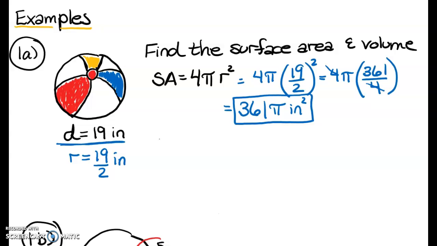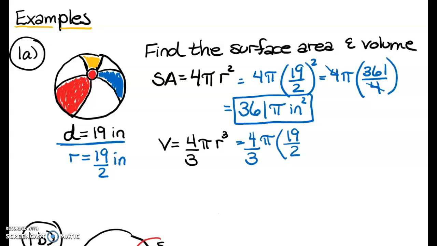So now my formula for volume is 4/3 pi, but now I'm going to cube my radius, which tells me I'm going to need my calculator because I don't know what 19 cubed is. So I get 4/3 pi, and now I have 19/2 cubed. So I'm going to turn my calculator on, and I'm going to cube 19. And remember, if you don't have a cube on your calculator, what can you do? You can always multiply 19 three times.